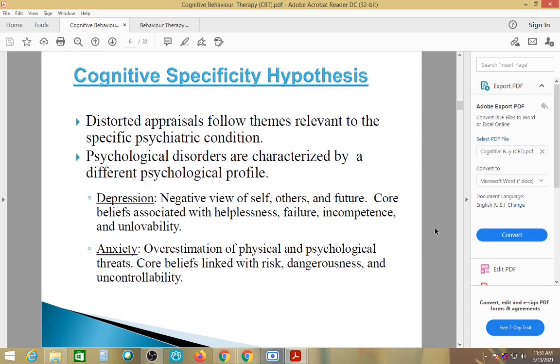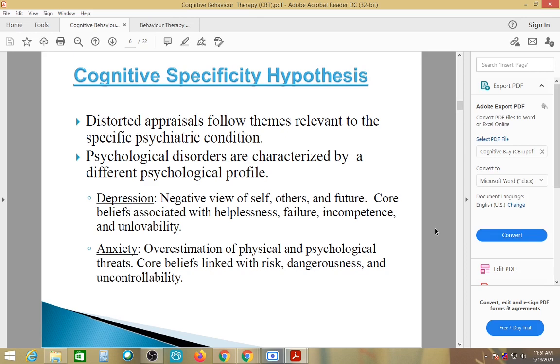Now in anxiety, what comes out in the behavior? Anxiety: overestimation of physical and psychological threats. Why do some people have anxiety and some don't? The core belief is, what do you mean by core? Core is that innate, deeply seated thinking. We call it core strength, the main pillars.